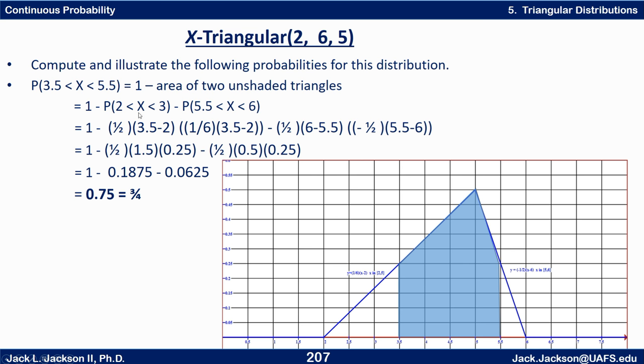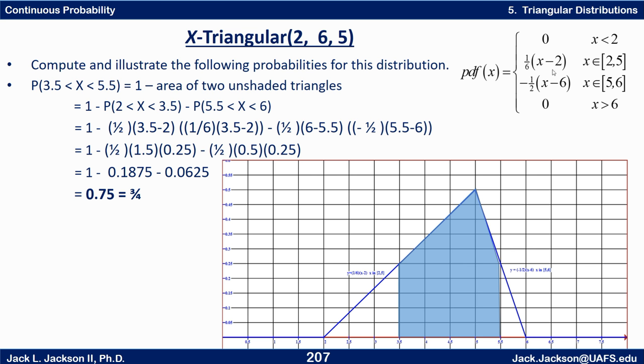So the first one goes from 2 to 3.5. And the second one goes from 5.5 up to 6. All right, so on this one, from 2 to 3.5, that's 3.5 minus 2 is 1.5 for the base. The height is, plug in the 3.5 in the formula.